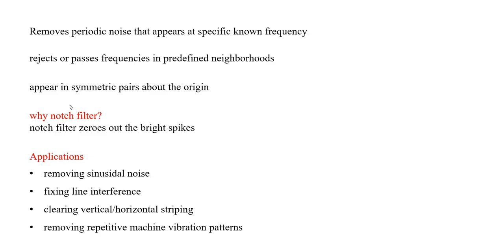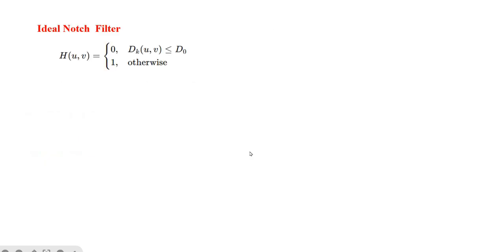Now, these are the applications of the notch filter. It is used in removing sinusoidal noise, fixing line interference in scanned images, clearing vertical or horizontal striping, and it is also used in removing repetitive machine vibration patterns.